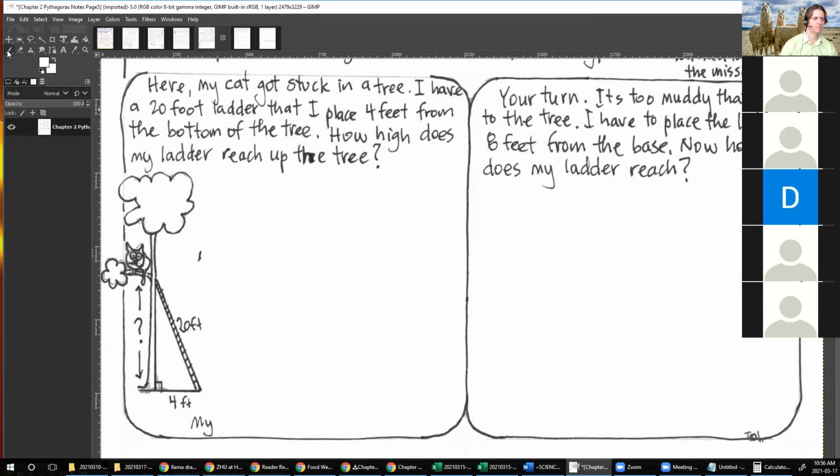All right, here we go. So here my cat got stuck in a tree. Poor little cat. Looks sad. I have a 20-foot ladder that I place 4 feet from the base of the tree. How high does my ladder reach up the tree? So the 20 feet is diagonal. I just don't know how far straight up it reaches.